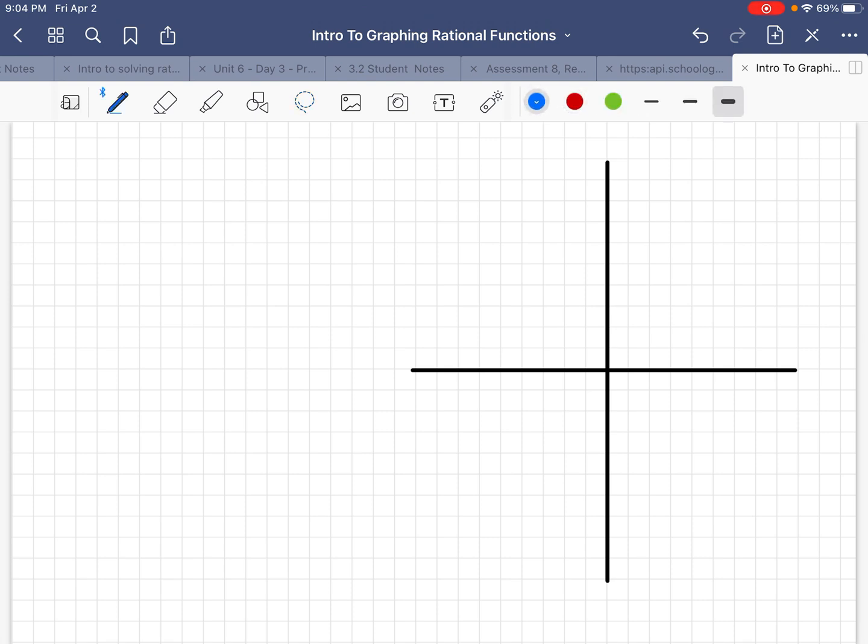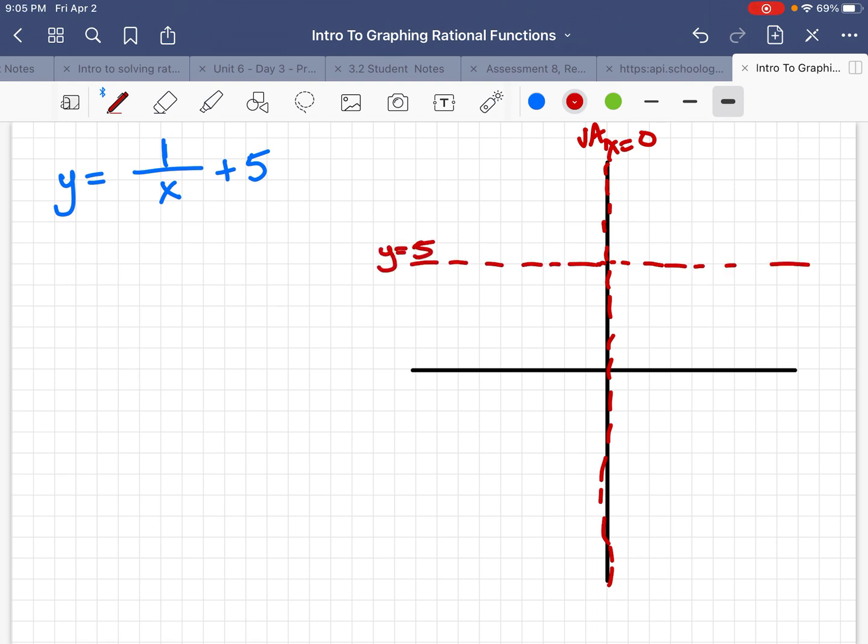So if I wanted to just graph one on the fly, I'd say y equals 1 over x, and then plus 5. So if I had this, the 1 over x means I would have the same vertical asymptote. It didn't move right or left, so the vertical asymptote would still be at x equals 0. But the horizontal asymptote moved up 5, so 1, 2, 3, 4, 5. Y equals 5.